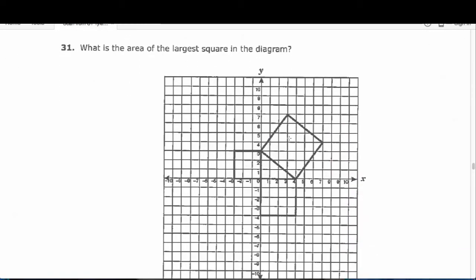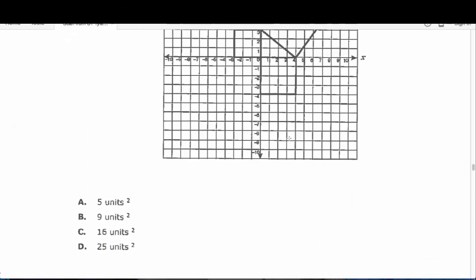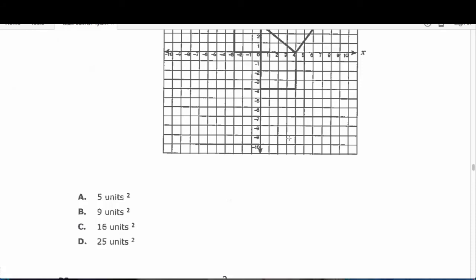What is the area of the largest square in the diagram? A. 5 units squared. B. 9 units squared. C. 16 units squared. D. 25 units squared.